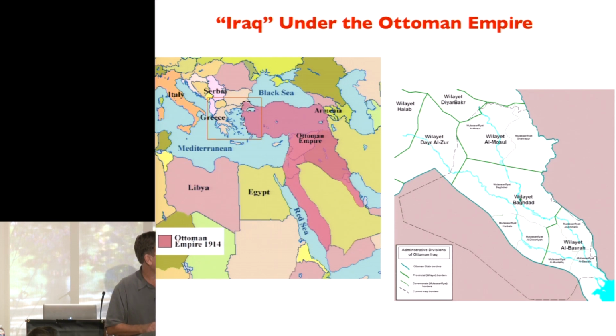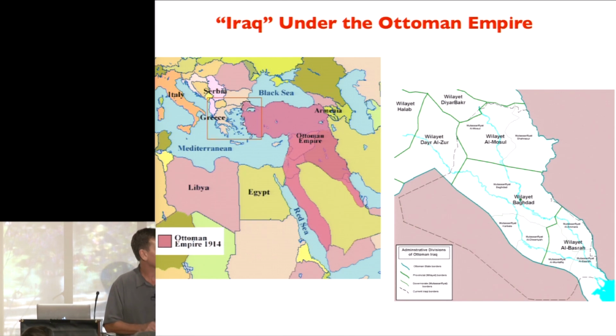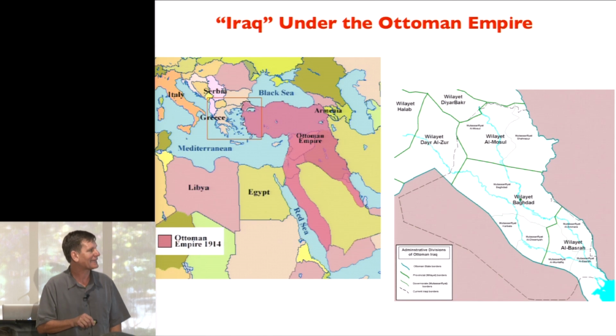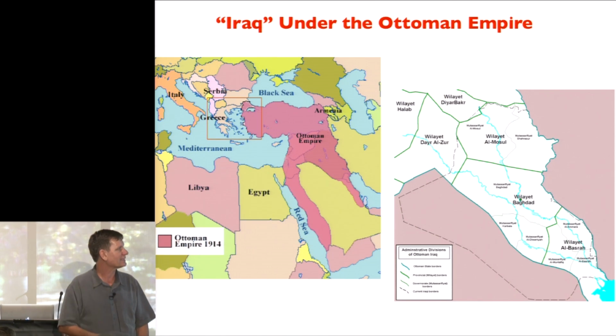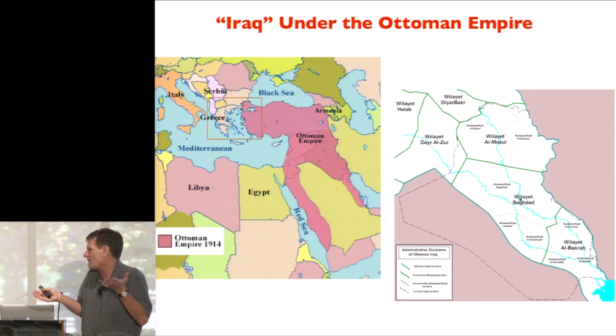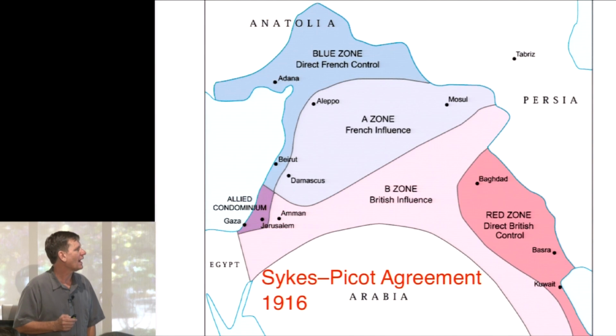Back when it was a part of the Ottoman Empire, it was divided into different administrative districts. There was no one district for Iraq. There was one for Mosul in the north, Baghdad in the center, Basra in the south. So Iraq was a geographical expression, but that's all it was. It didn't have any political unity.